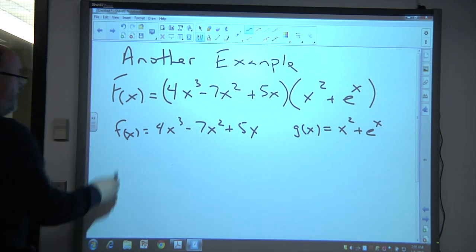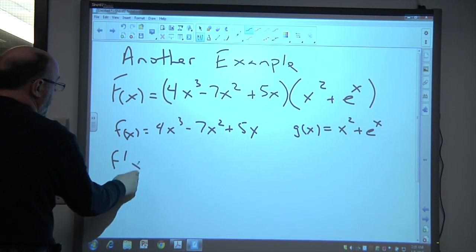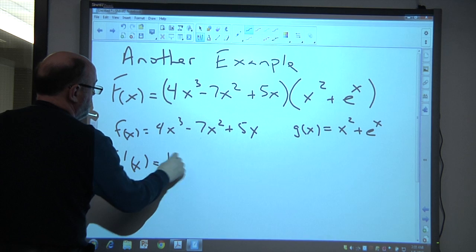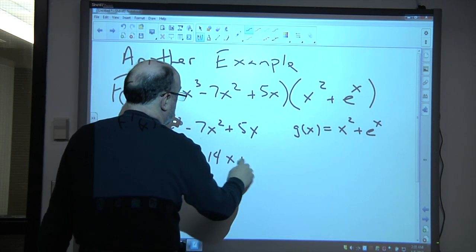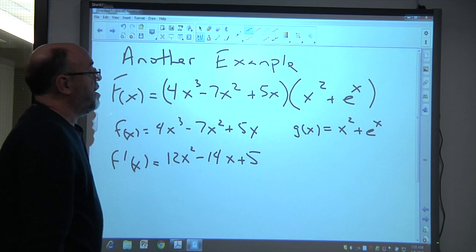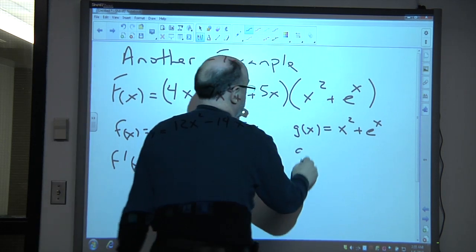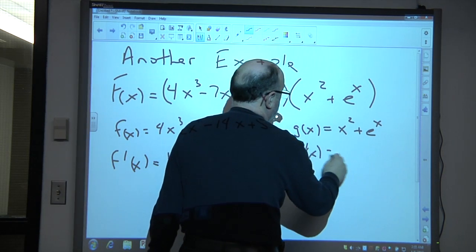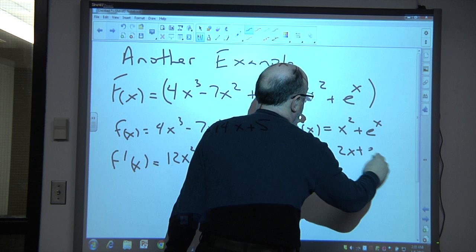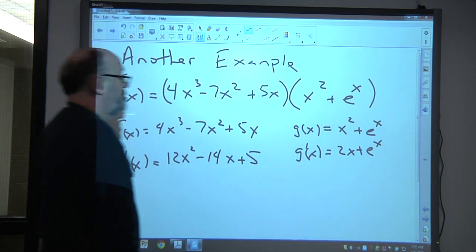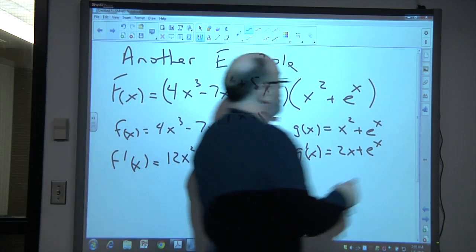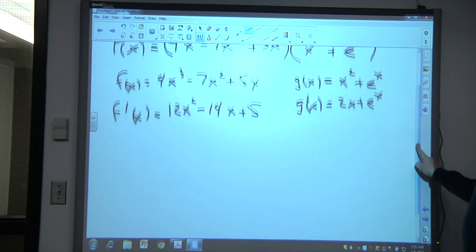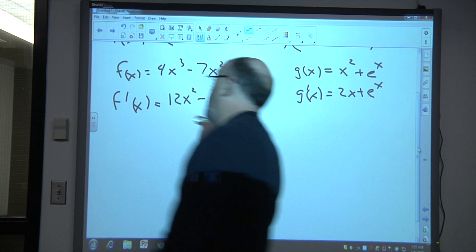Take the derivative of the two pieces. The derivative of the front piece is 12x squared minus 14x plus 5. And the derivative of the back piece is going to be 2x plus e to the x. So again, we've got all our pieces, and the next step is just to plug those into the format for our product rule.